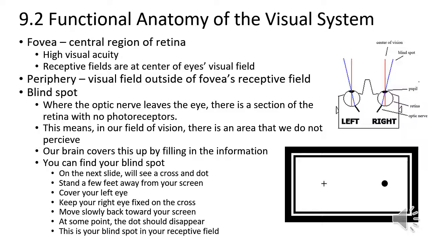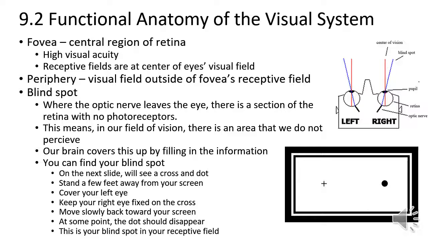The fovea, again, is the central region of the retina, and receptive fields are at the center of the eye's visual field. So the periphery is this visual area that's outside of the fovea's receptive field. If you think about peripheral vision, this is what's being picked up on this area outside of the fovea.